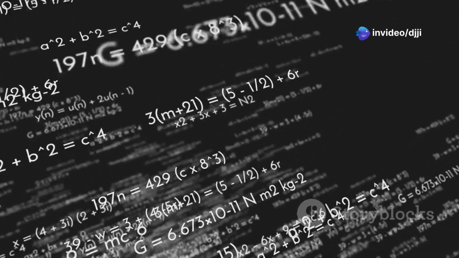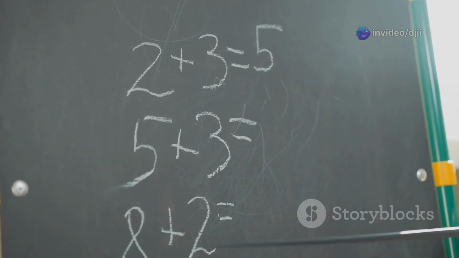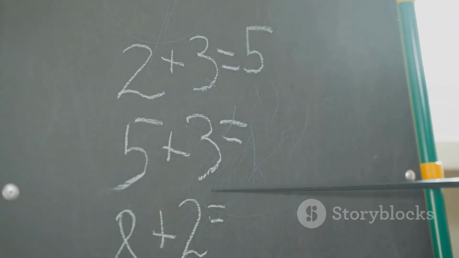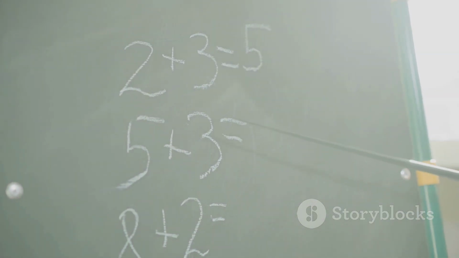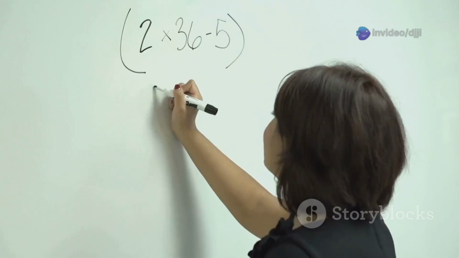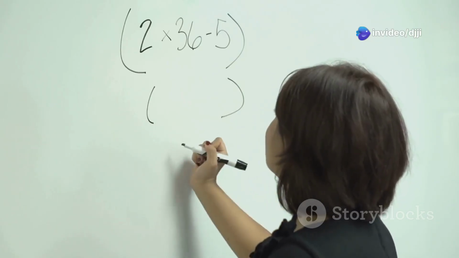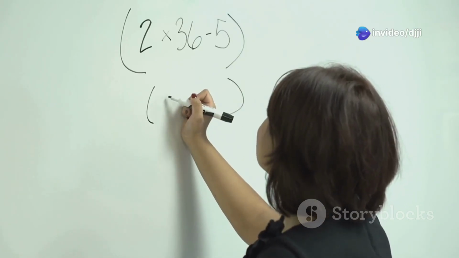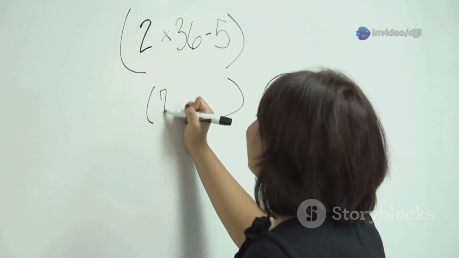Here's a more detailed explanation. 1. Identify the operation. Determine what operation is being performed on the variable: addition, subtraction, multiplication, or division. 2. Apply the inverse operation. Perform the opposite operation on both sides of the equation to isolate the variable.